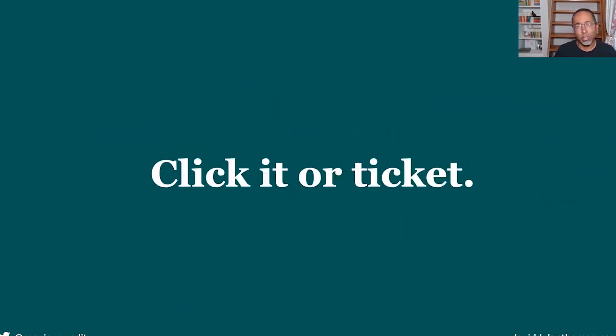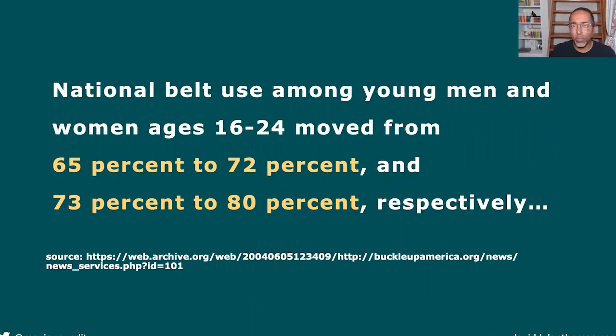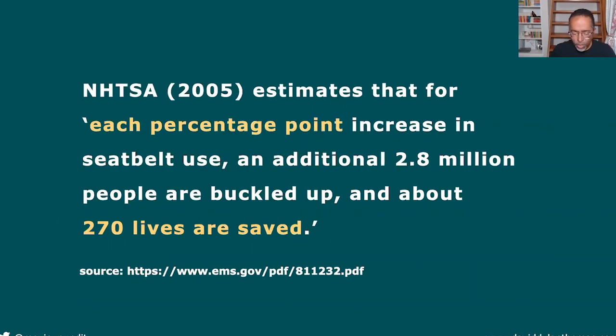Let's talk about Click It or Ticket. Here in the States, a whole bunch of states a while back started rolling out legislation that said if you do not buckle your seatbelt, you can get a ticket. And the legislation on its own did a lot of good, especially with older drivers, but not as much with the younger drivers. So they rolled out Click It or Ticket, and the results were that national belt use among young men and women aged 16 to 24 went from 65% to 72%, and from 73% to 80% respectively. Now, just to put that in more human terms, for every percentage point you go up in people actually buckling their seatbelt, about 270 lives are saved. So roughly speaking, that's about 4,000 lives saved in part through rhyming. It's silly, but it works.